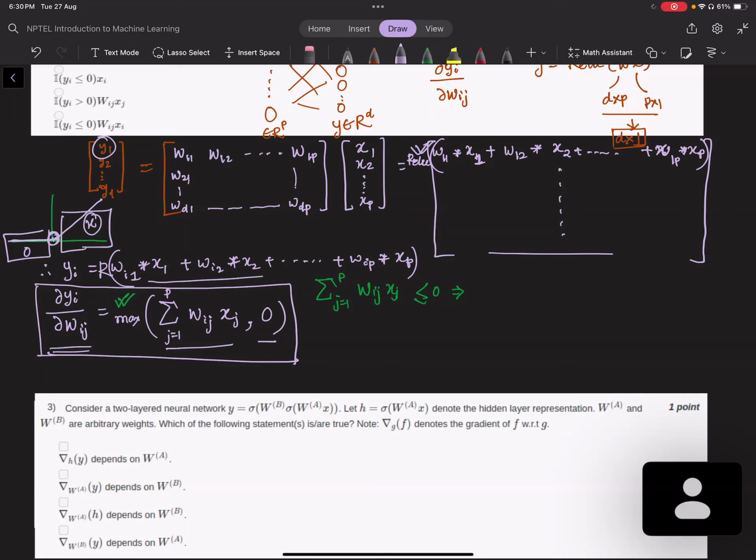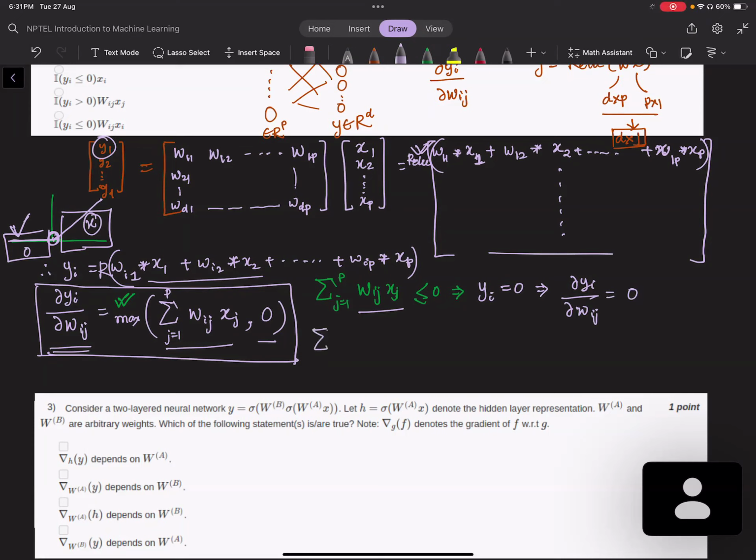Now we are looking at this part where the value of this is less than 0. If it is less than 0, that implies my y_i would be 0. That implies my dy_i by dw_ij would be equal to 0.